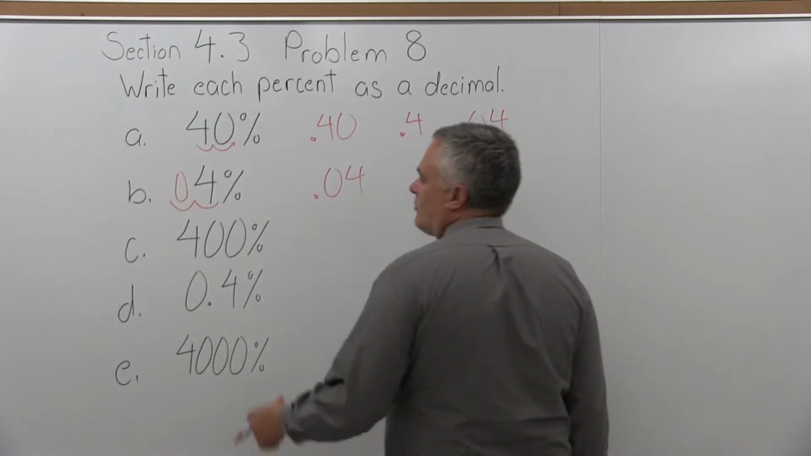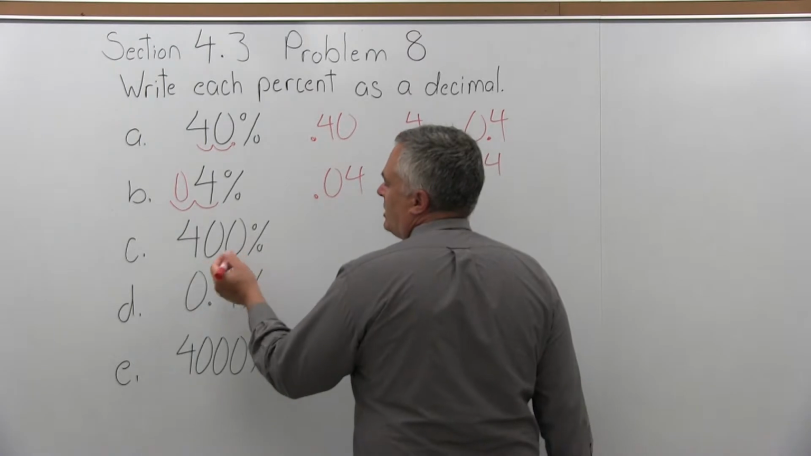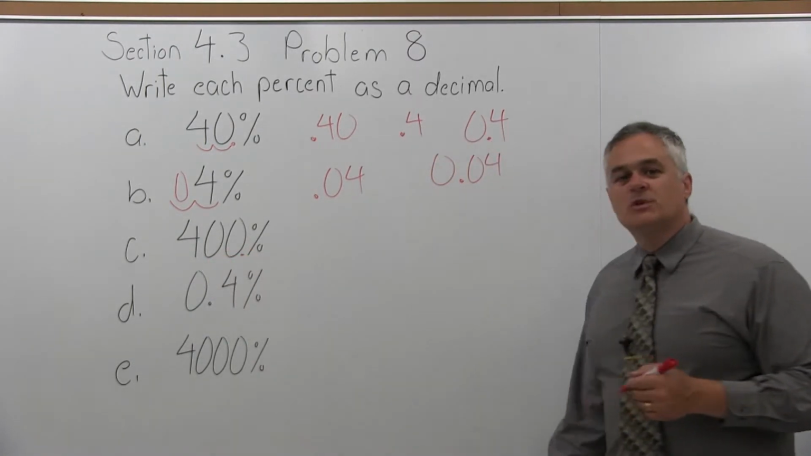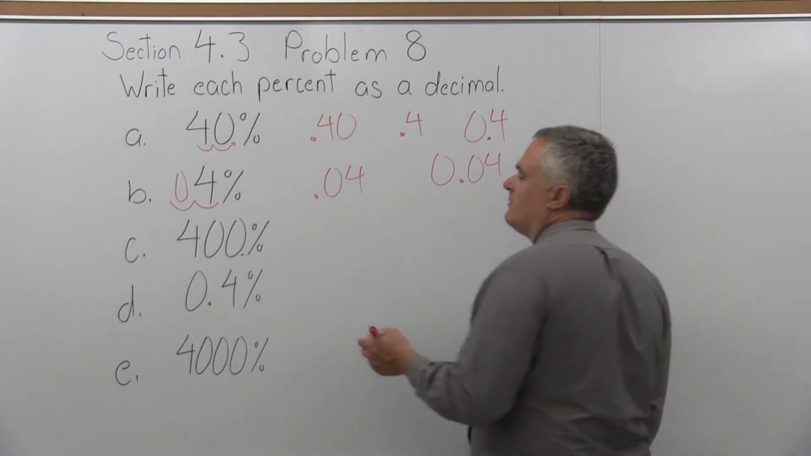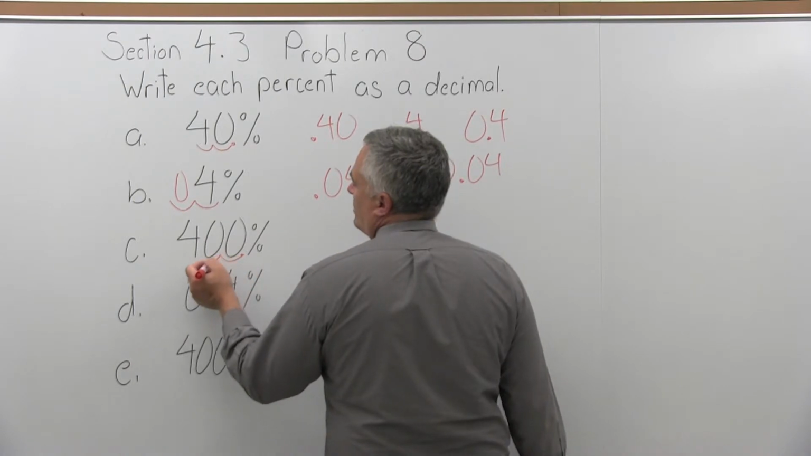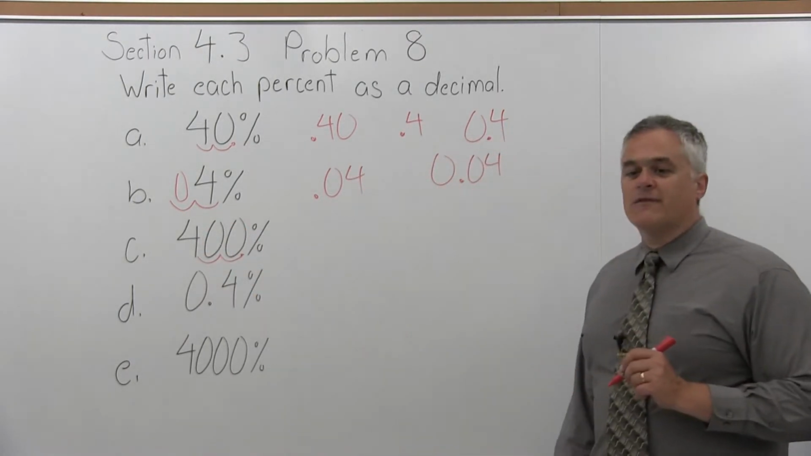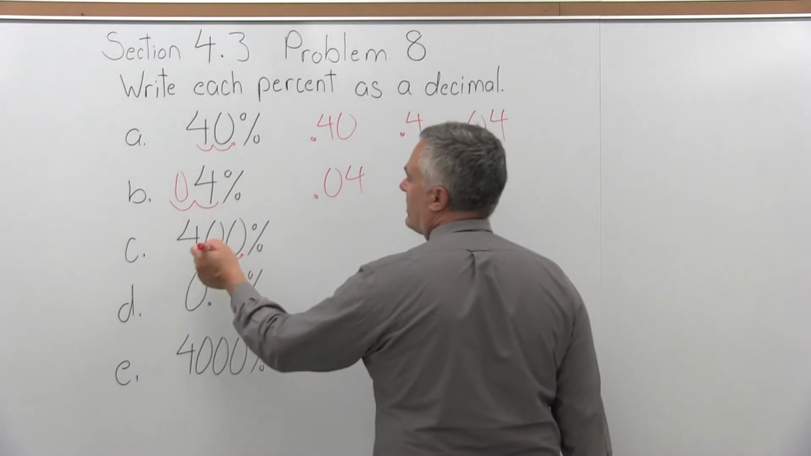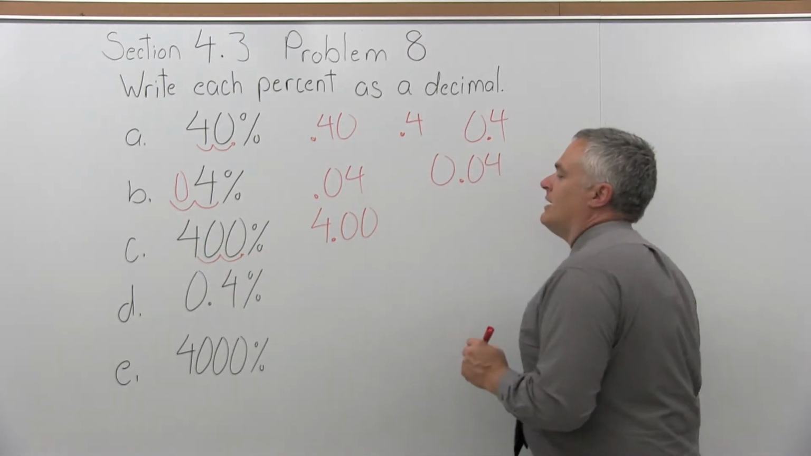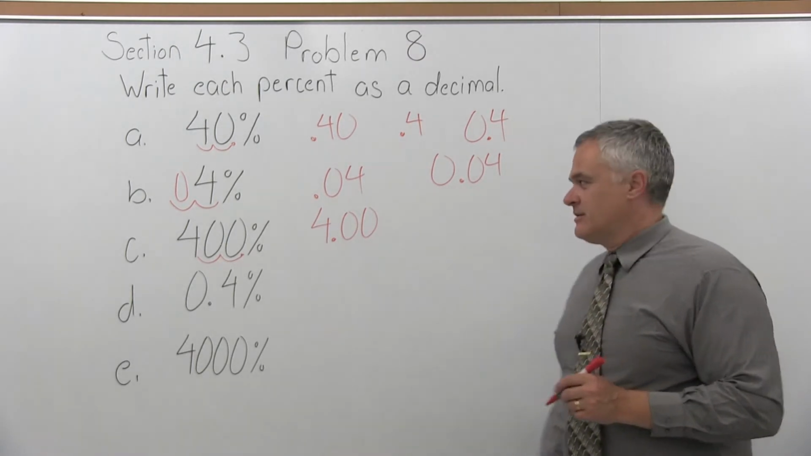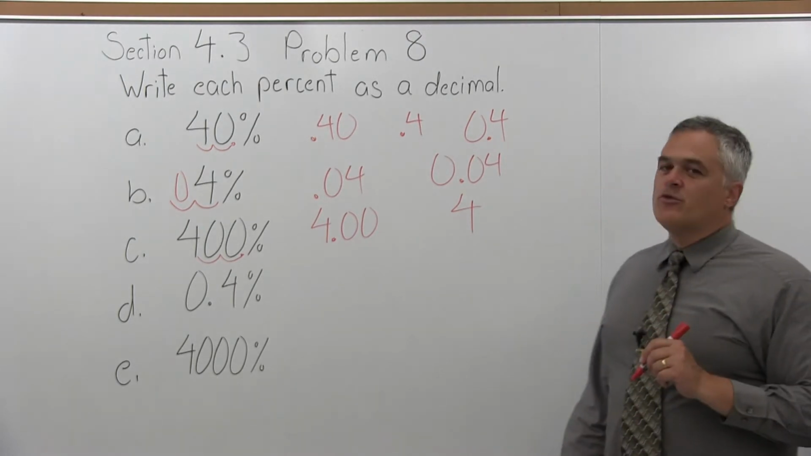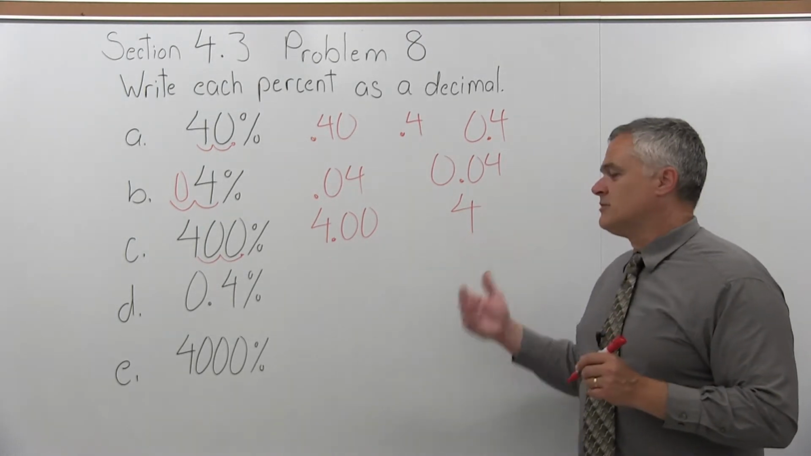400%, write it as a decimal. So take the decimal point where it's written. It's not written in the problem, but it's assumed to be at the far right, like after the last 0. So to go from a percent to a decimal, you would move it 2 positions to the left. So it would come between the 4 and the first 0, making 4.00. Now, most people won't write 4.00. They would just write 4. That's the way I write it. So 400% in its decimal form would just be 4.